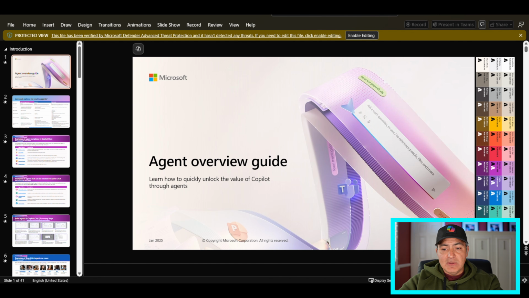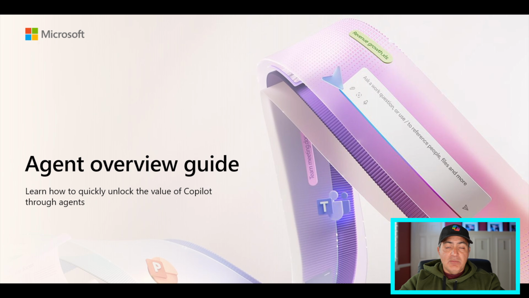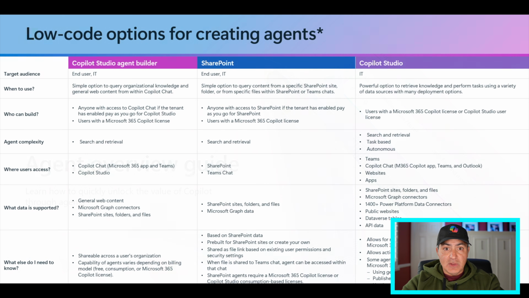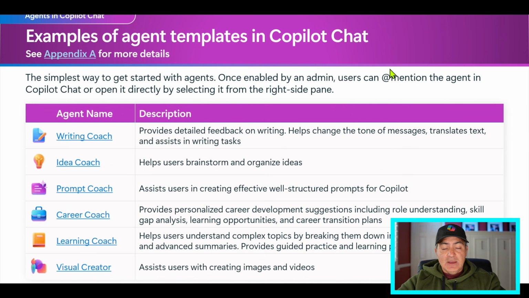We're going to only look at maybe a few of these slides, but make sure you take some time to review it in detail yourself. There's a lot to learn here. It talks about the low-code options for creating agents, and we're actually going to be using the one on the left, the Copilot Studio Agent Builder, compared to SharePoint and Copilot Studio, so you can learn about the different ways of making Copilot agents. And it also provides some examples of agent templates in Copilot Chat.